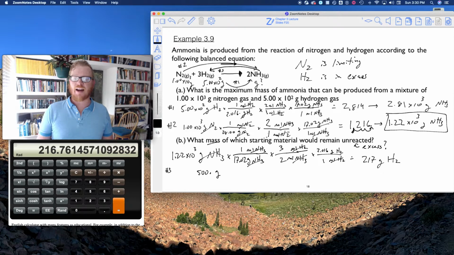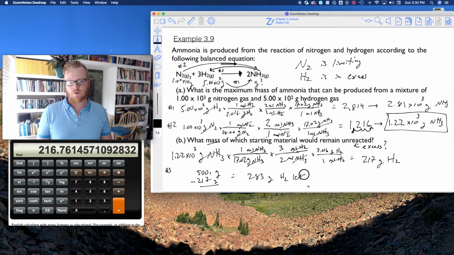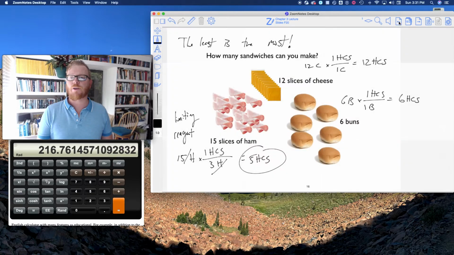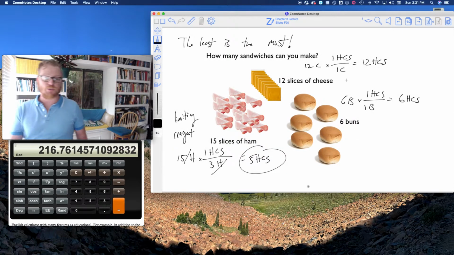But now it's saying that I only needed 217. So what mass of which starting material would remain? Well, I'm just going to subtract it now. 217 grams minus 500 grams gives me 283 grams of H2 left over. Okay? So, and just again, to walk you through this in the simplest way, right?